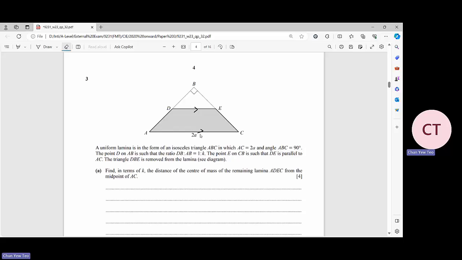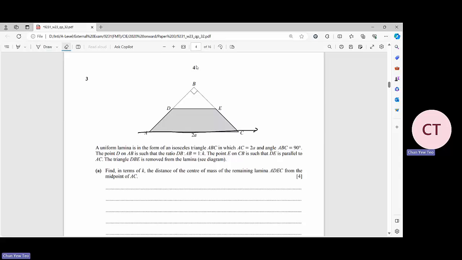So over here, what we need to do is we will consider this as the x-axis, this as the y-axis, because they are symmetrical. So the center of mass must fall on the axis of symmetry, must be somewhere here. Okay.